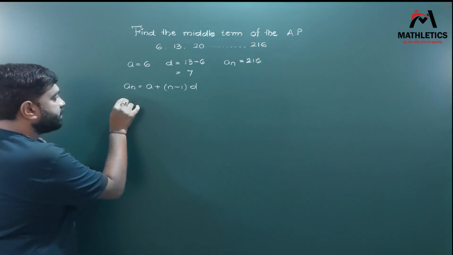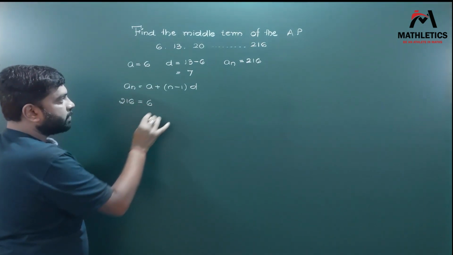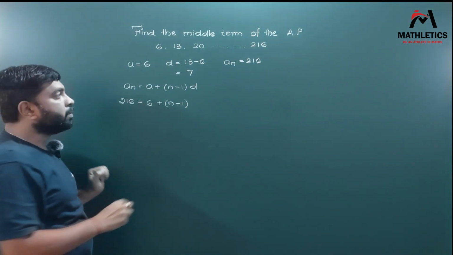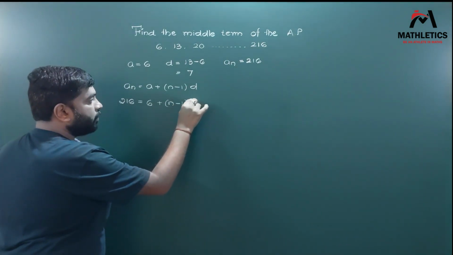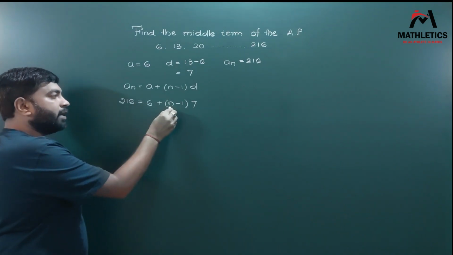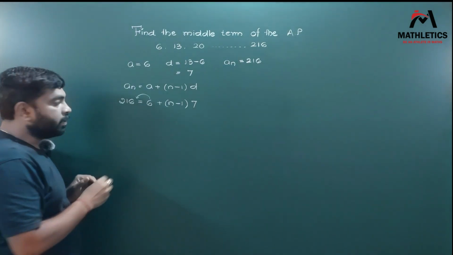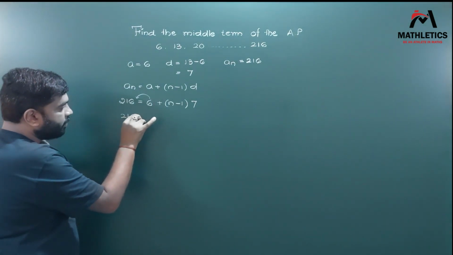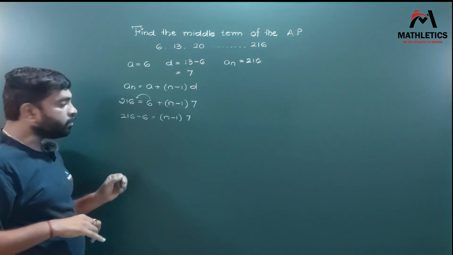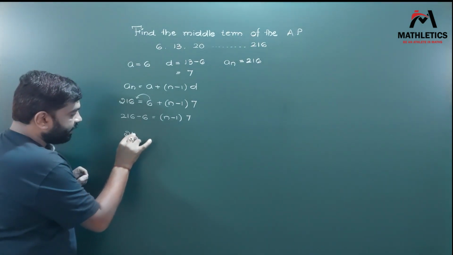An is 216. 216 is equal to the value of A, which is 6, plus n minus 1 as it is, because I want to calculate the value of n. The value of D is given, so the value of D is 7. So try to shift the terms and calculate the value of n. Now I am shifting this 6 to LHS. So it becomes 216 minus 6 is equal to n minus 1 into 7. 216 minus 6 is nothing but 210.